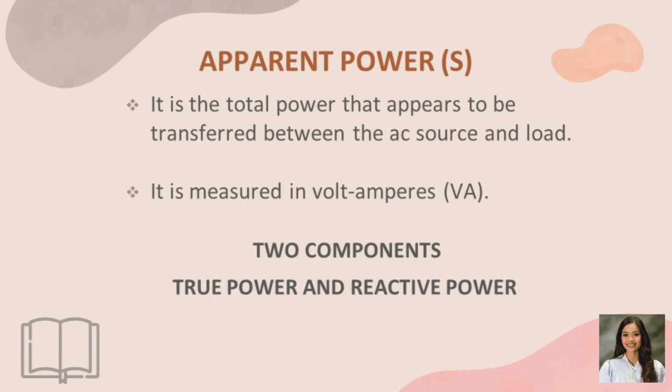It is the total power that appears to be transferred between the AC source and load. It is measured in volt amperes or VA. Apparent power has two components, the true power and the reactive power.